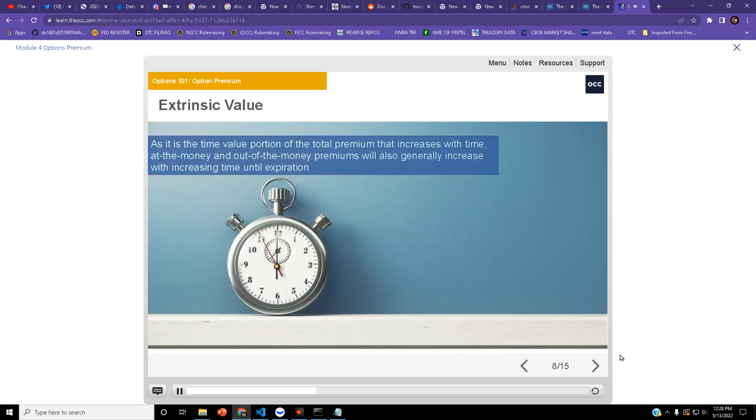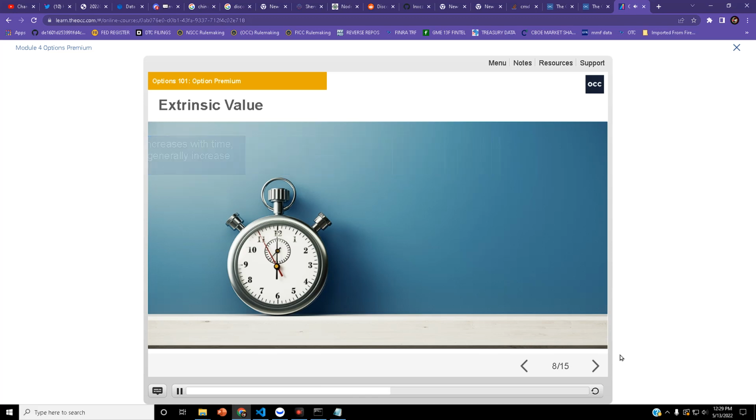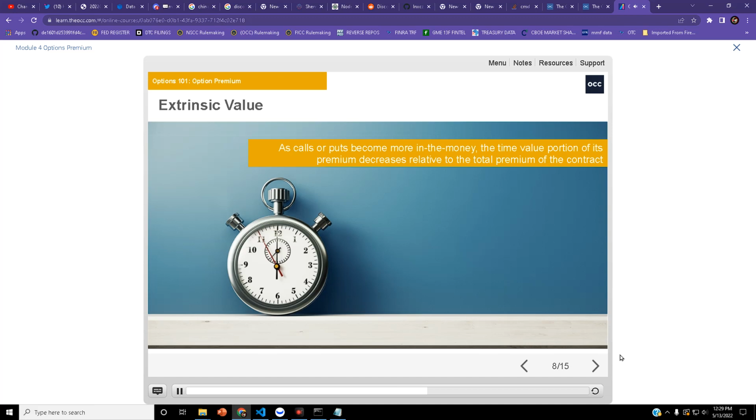As it is the time value portion of the total premium that increases with time, at-the-money and out-of-the-money option premiums will also generally increase with increasing time until expiration. Another phenomenon involving time value is that as calls or puts become more in the money, the time value portion of its premium decreases relative to the total premium. This makes sense when you remember what time value represents: time for your long option to become more in the money and hopefully more profitable.